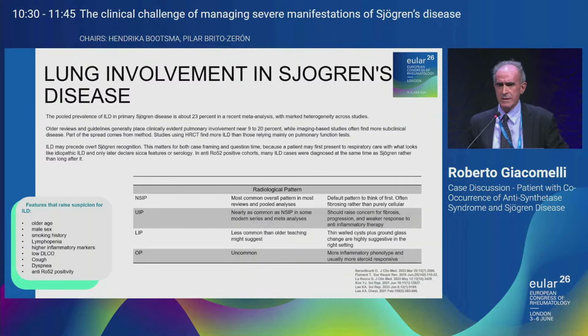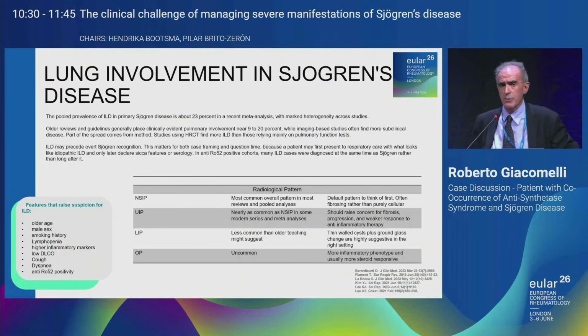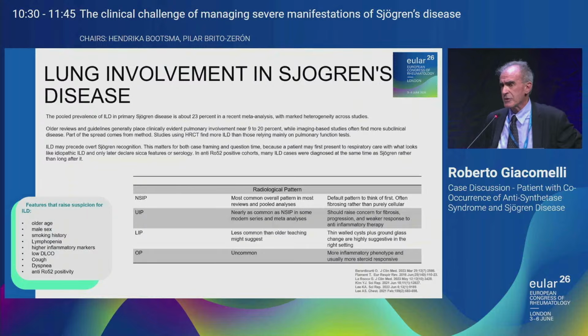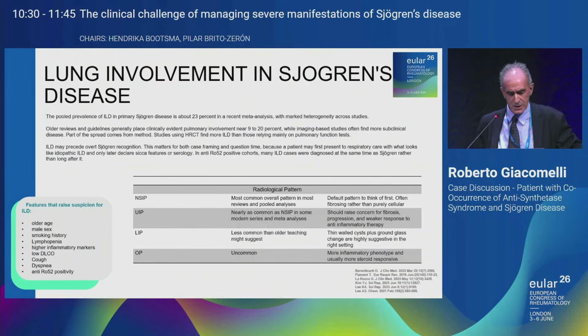So, lung involvement in Sjögren disease is a practical issue, and the pooled prevalence of ILD in these patients is about 23%. But we have a marked heterogeneity across different studies and different cohorts. We also have to say that in general the diagnosis has been increasing in the last years, probably because of the improvement of the methods for searching for interstitial lung disease, especially the high-resolution CT scan, which is increasing the number of patients diagnosed with interstitial lung disease.